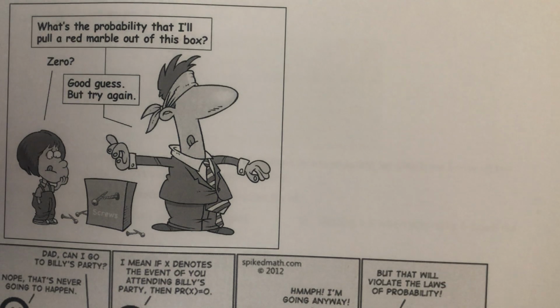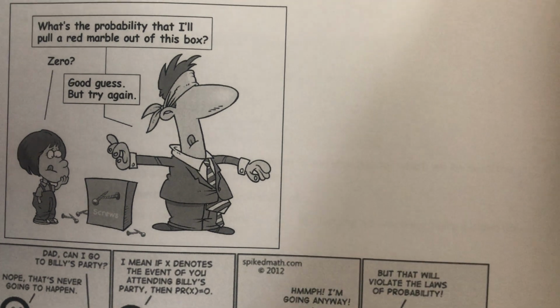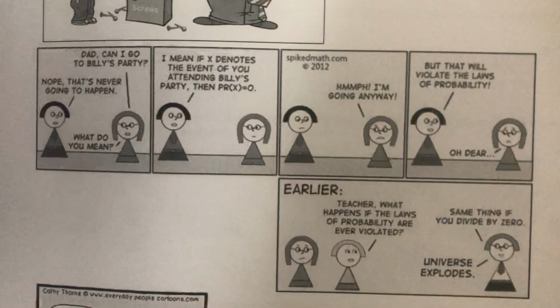All right, you've all gotten those questions. What's the probability of pulling a red marble out of a box or a green marble out of a box? Well, in this case, the probability is 0 because you're pulling out screws. Cannot happen, so therefore 0.